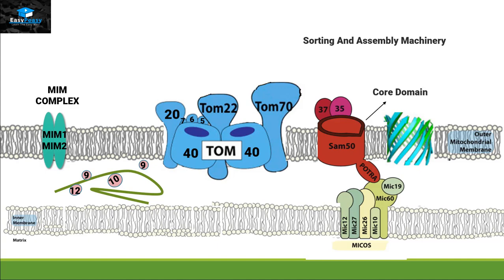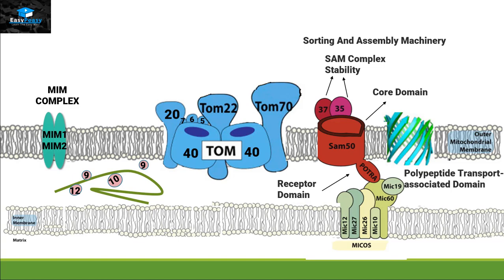SAM50 is the core domain from which the beta barrel protein will assemble itself and then be incorporated into the outer membrane. SAM35 and SAM37 provide stability to the SAM complex, and SAM50 has a domain that goes inside the intermembrane space, called POTRA. This POTRA is basically the receptor domain that will recognize the protein from the intermembrane space, and then incorporate it into the outer membrane. The full form of POTRA is Polypeptide Transport Associated Domain.